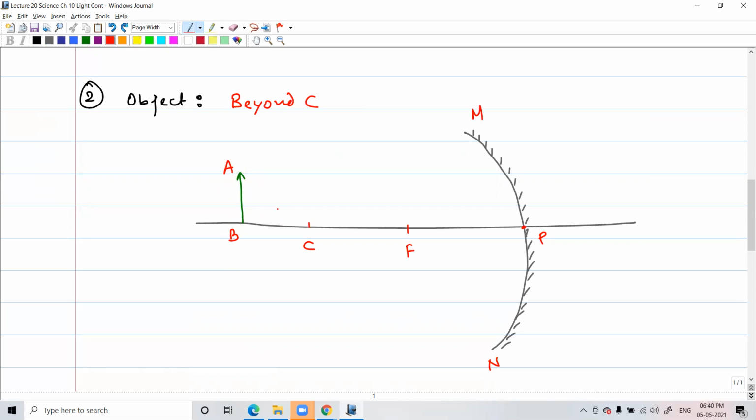What should I do now, guys? I want the image of this object. So in this case, what we do is take one single point and focus on it first. Let's start with the head and see where the image of the head will be found, and then we'll come to the foot of the object. To find out where the image of the head is formed, we need two light rays. Wherever the reflected light meets for those two rays, that will be the point where the image will be formed.